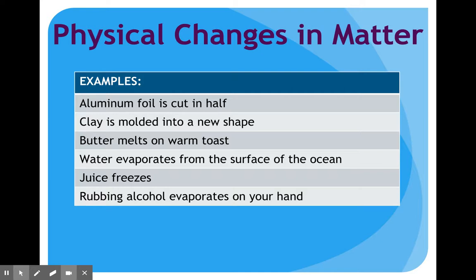So some examples of physical changes include taking a piece of aluminum foil and cutting it in half, shaping or molding clay or Play-Doh, spreading butter on a warm piece of toast, changing water from one state to another. For example, water evaporating, boiling water on a stove, and some of the water evaporating in the form of steam, freezing juice into a popsicle, or evaporating other substances, like rubbing alcohol, for example. Those are all examples of physical changes.